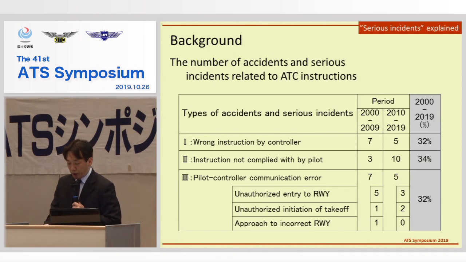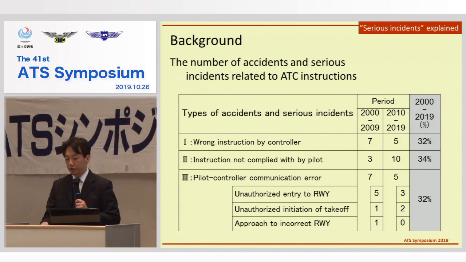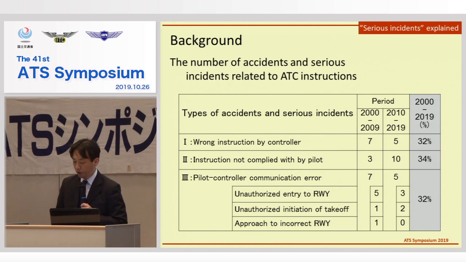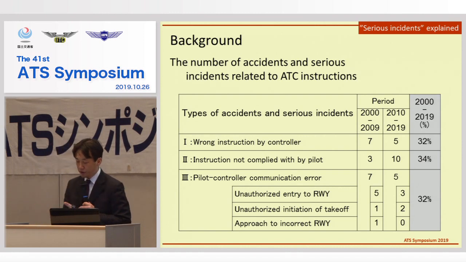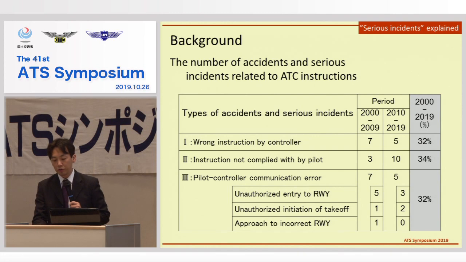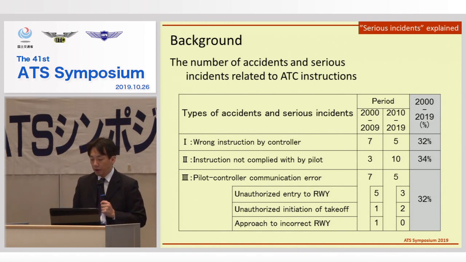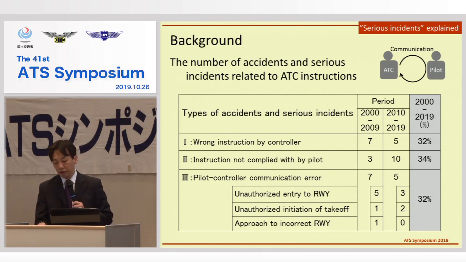Now let's go to the background. Here we have the number of accidents and serious incidents related to air traffic control, which took place in Japan in the last 20 years. We divided them into the first 10 years and the last 10 years, and also categorized them into 3 large groups. And here is a simplified communication loop.